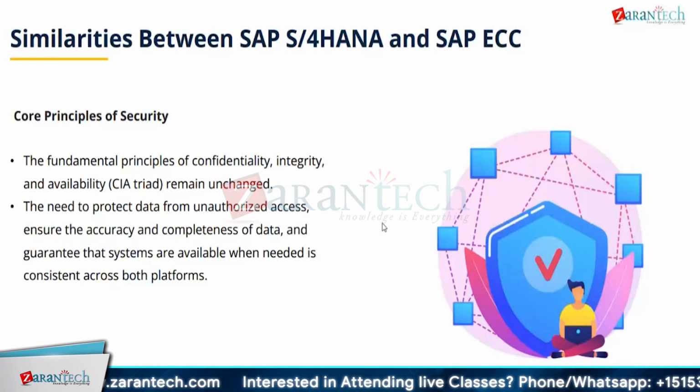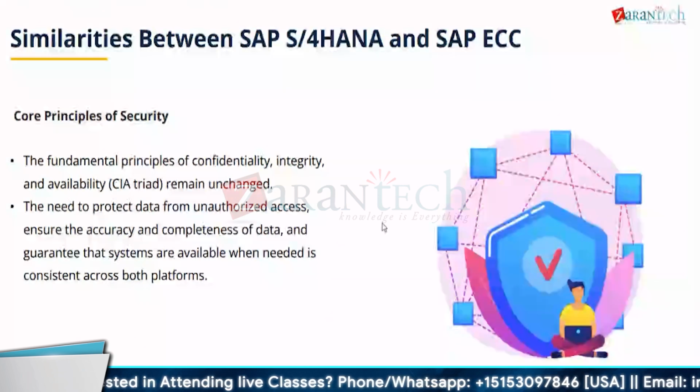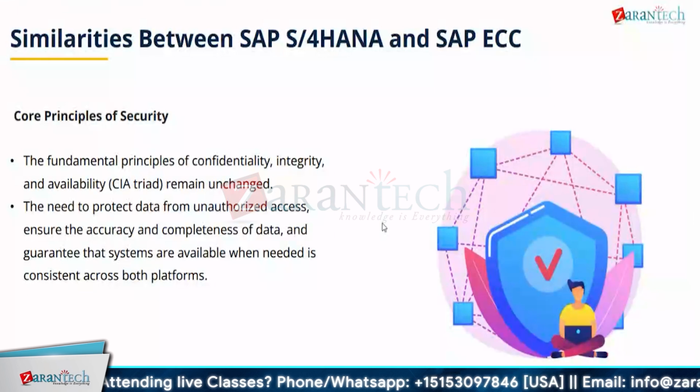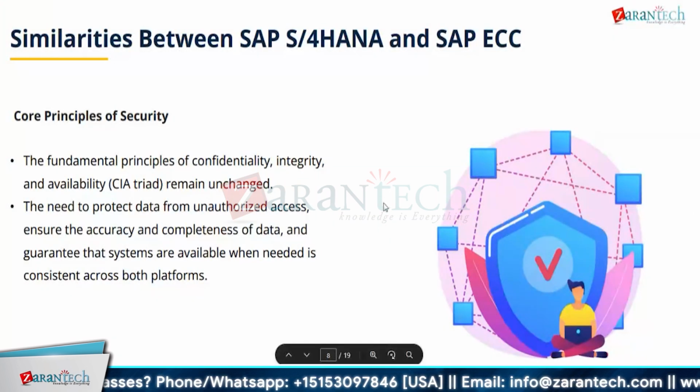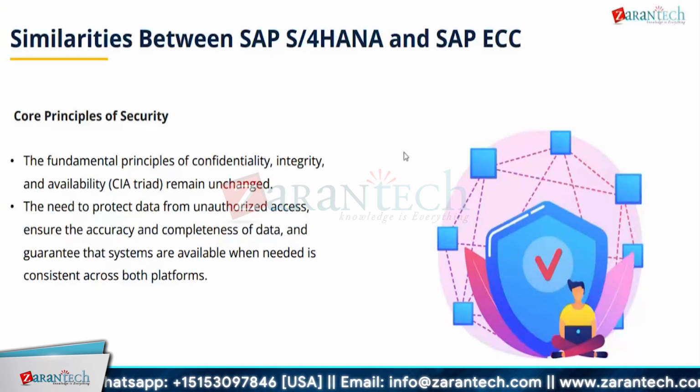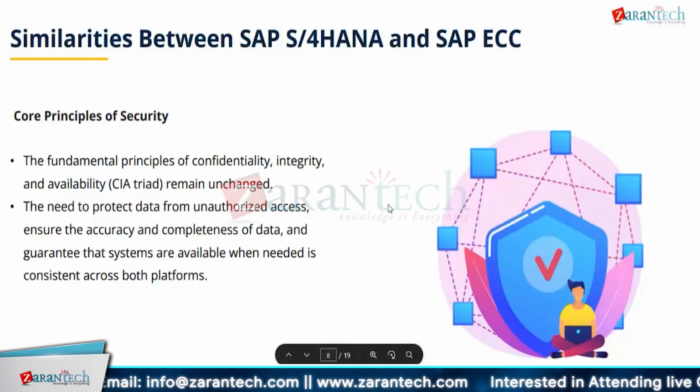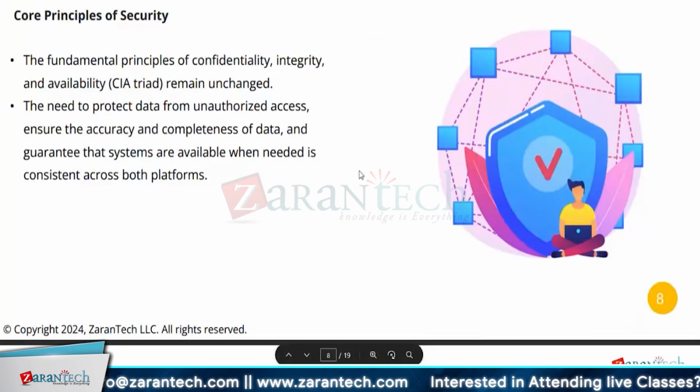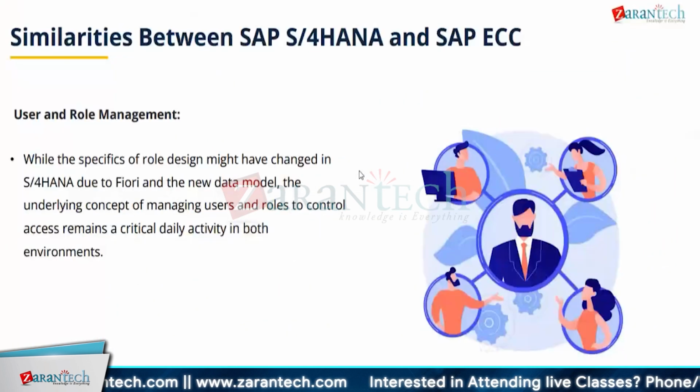Now focusing dedicatedly on security, the confidentiality, integrity, and availability were intact for ECC, and the same continues for SAP S/4HANA also. The core principles of security remain unchanged when comparing SAP S/4HANA and SAP ECC: the need to protect the data, the need to make sure that the data is available at the right time, and that the identity is secured. These things still remain at the core of security for both SAP HANA as well as SAP ECC.